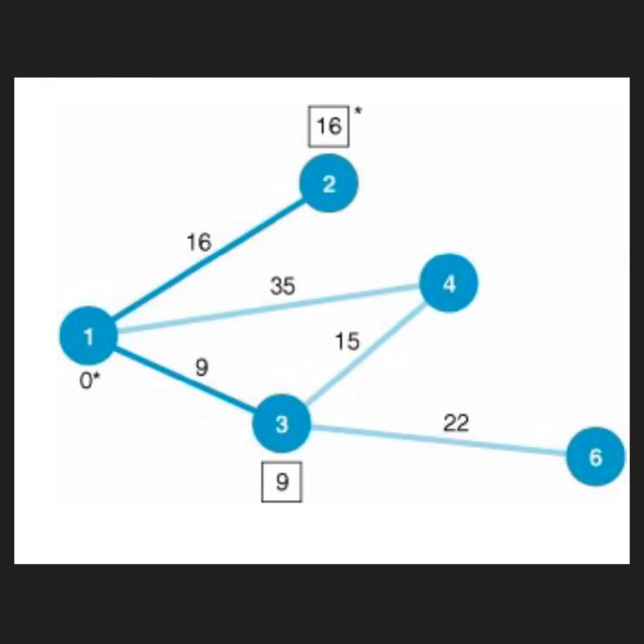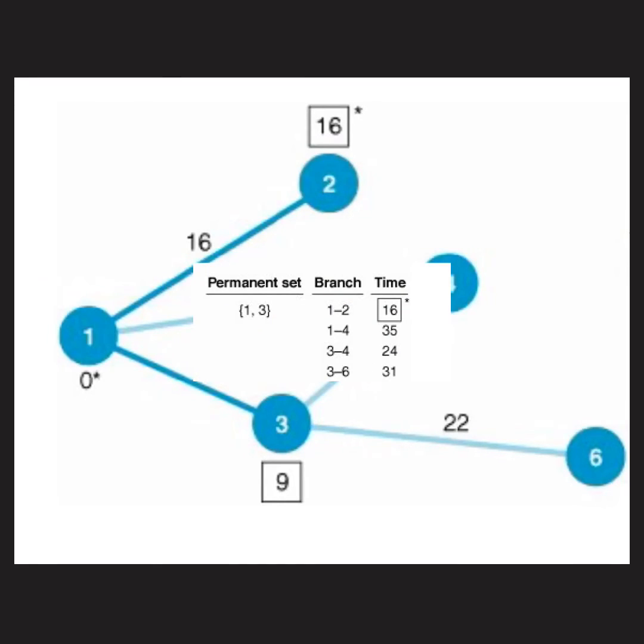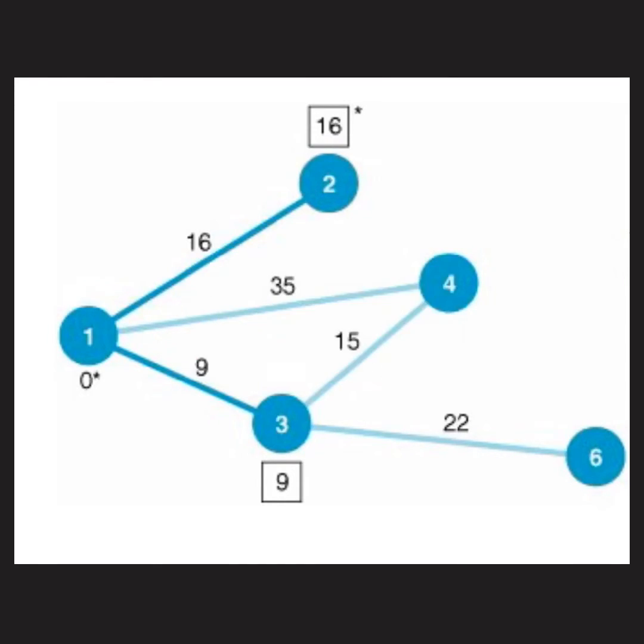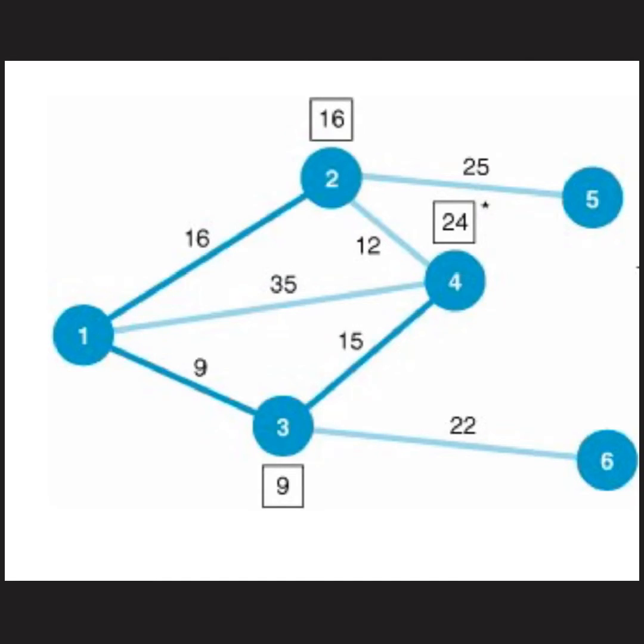Notice in our computations accompanying the figure that the time to node 6, which is branch 36, is 31 hours, which is determined by adding the branch 36 time of 22 hours to the shortest route time of 9 hours at node 3. So as we move to the next step, the permanent set consists of nodes 1, 2, and 3. This indicates that we have found the shortest routes to nodes 1, 2, and 3.